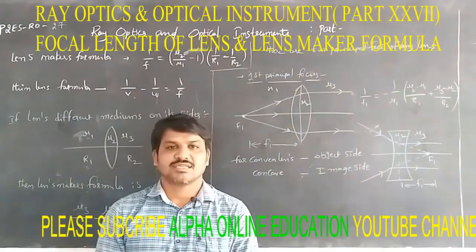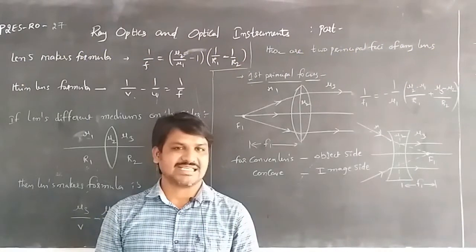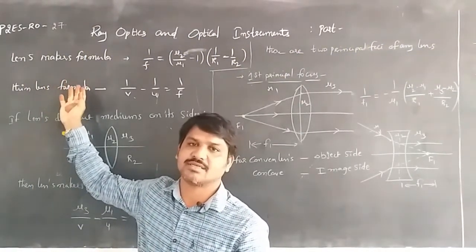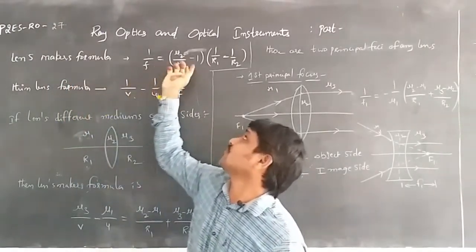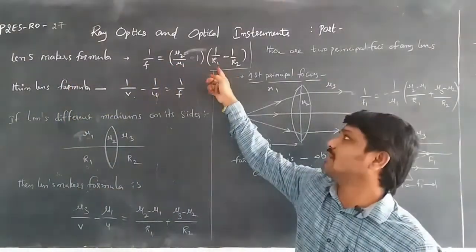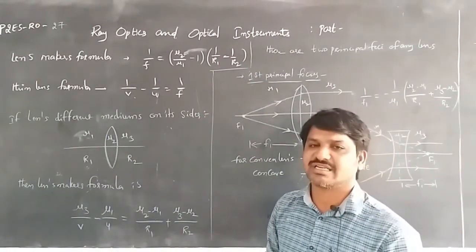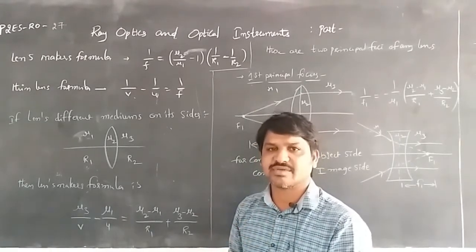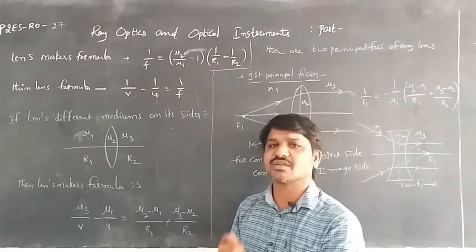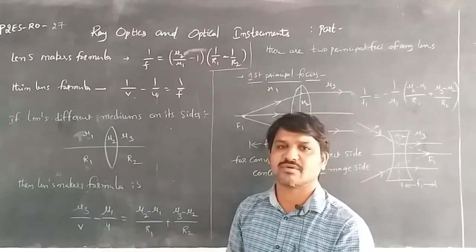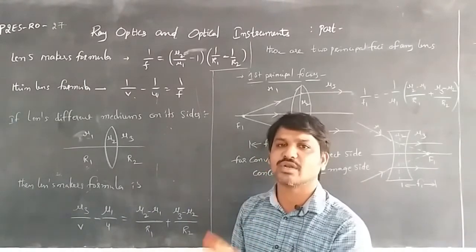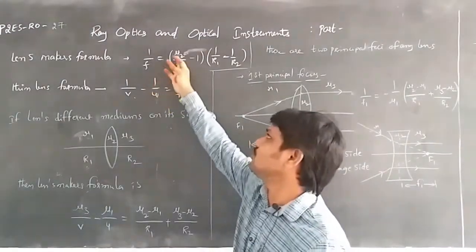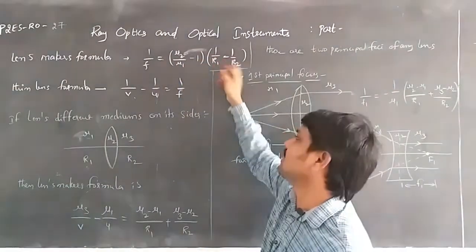Earlier we have discussed the lens maker's formula and the thin lens formula. The lens maker's formula is 1 by f is equal to (mu 2 by mu 1 minus 1) times (1 by r1 minus 1 by r2). This holds when the lens is placed in air, that is, the lens has one refractive index and the other medium is air, or some other medium, wherever two mediums are there.